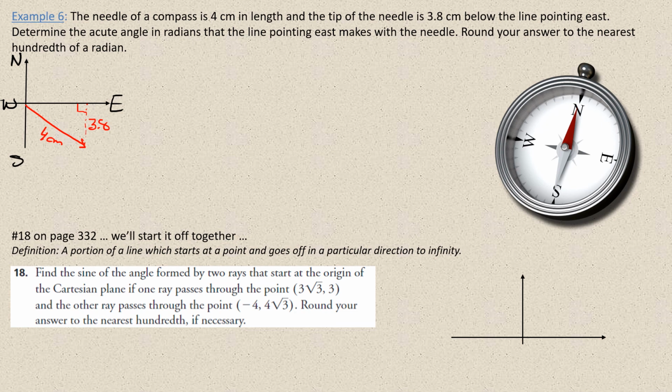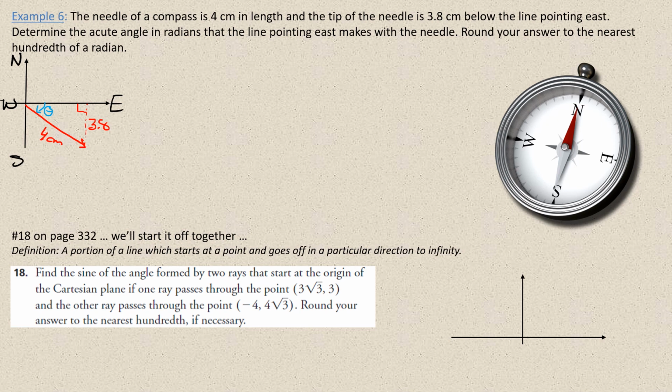So that's 3.8. So we have a right angle triangle. Wonderful. Now the other part of the question says, determine the acute angle in radians that the line pointing east makes with the needle. So that means we're actually doing a negative rotation. We're going from the line pointing east to the needle, the acute angle. So we're going to have to get a negative. This is my theta here, and it's the same as the beta in this case, but it's going to be negative. This is the first time we've had a negative.